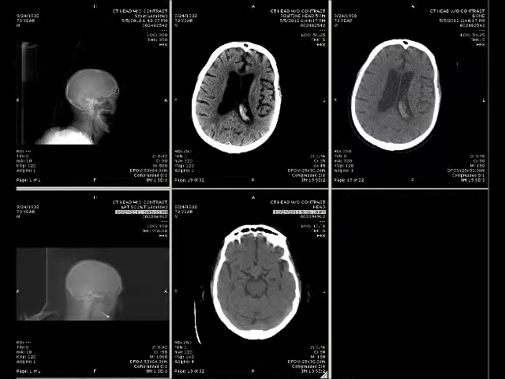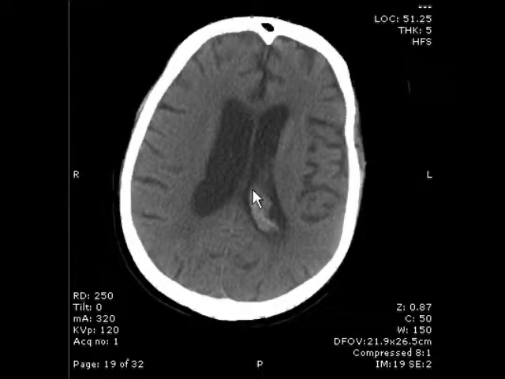Alright, so when reading a head CT, I'll first go over the screen setup. On the top row, we've got our current study, and then the bottom row here is our comparison study. And you can see that each study will have a scout view, our algorithm which shows brain detail, and then an algorithm which shows bone detail.